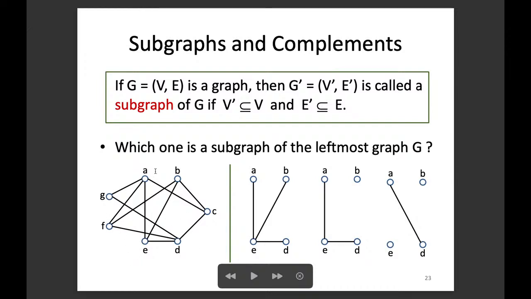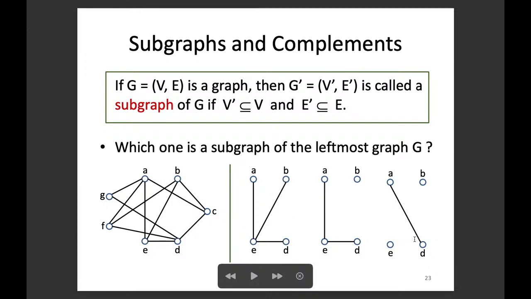Okay, so for instance, this is the original graph, and let's say we pick A, B, D, E, these vertices, and we pick this edge, and this edge, then this is a subgraph. And then the middle one, this is also a subgraph. We don't require that when we pick the vertices, every edge between them, we need to keep it. So this is also a subgraph. So we see that this subgraph is actually a subgraph of this one. And this subgraph is a subgraph of this one.